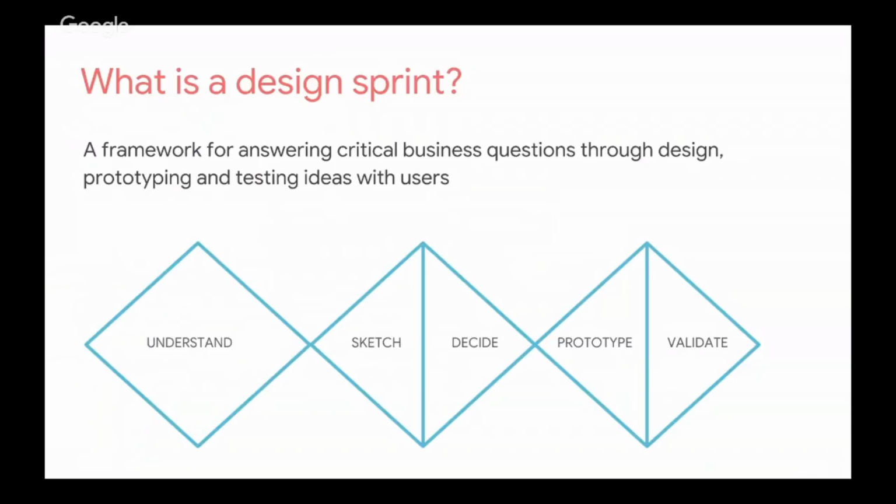We then diverge again to sketch and decide by thinking about as many possible solutions as we can, and then converge once we make decisions again. So it's this process of going wide and then bringing it back together through the understand, sketch, decide, prototype, and validate stages.